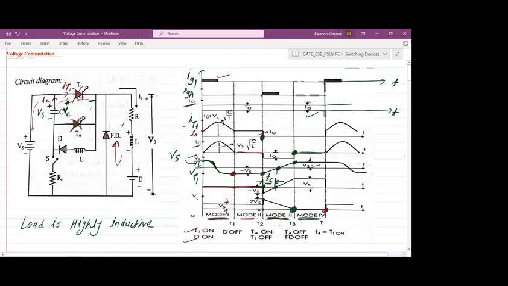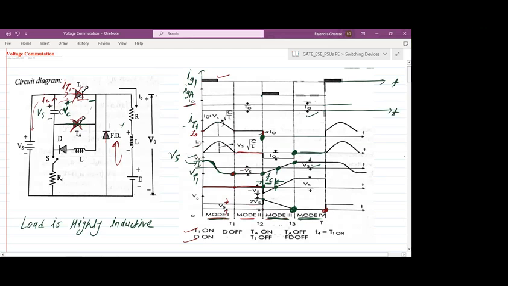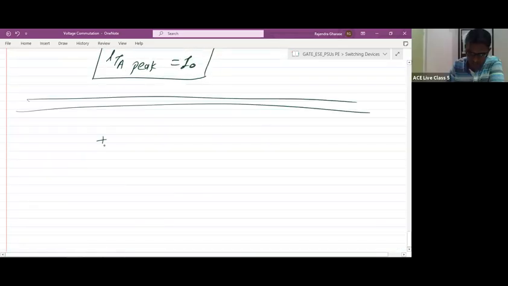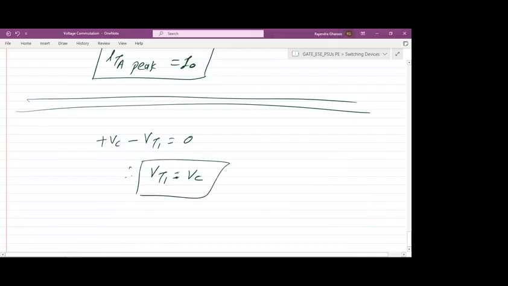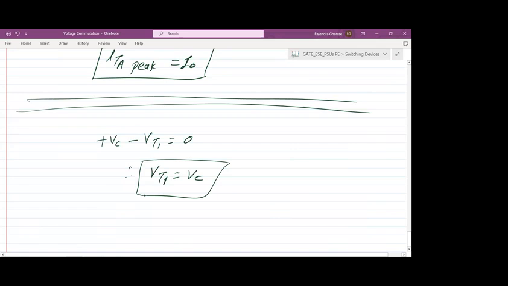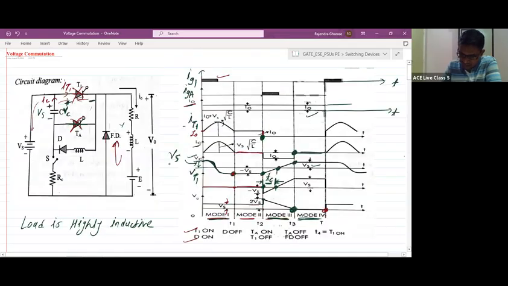So if we apply KVL to this loop, what will we get? It is plus VC minus VT1 is equal to 0. Therefore, what is VT1? VC. But what is your actual VC, whether it is positive or negative? You can check: negative during mode 3. Negative to positive it is changing. So during mode 3, whatever VC we are having, that is this waveform. The same waveform will appear for VT1 also, like this.